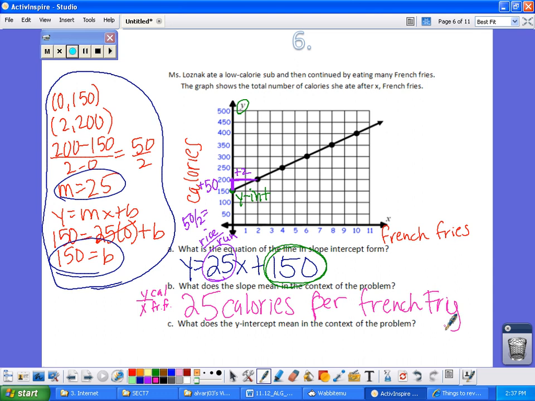Now remember, I told you it was very important to remember that Miss Losnick ate a sub and some French fries. Well, my graph really only measures the French fries. So, well, if it's only measuring French fries, what about that sub I ate? Well, the sub comes from the y-intercept because I ate one of them, and remember the y-intercept is what you started with. I started with my sub sandwich, and it had 150 calories. So 150 calories for one sub.